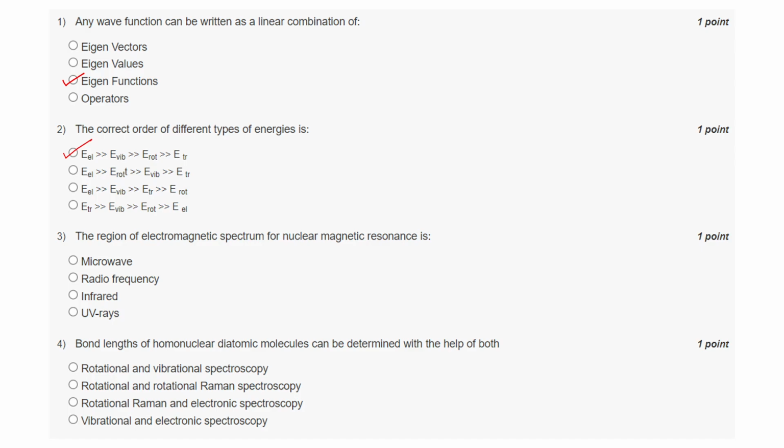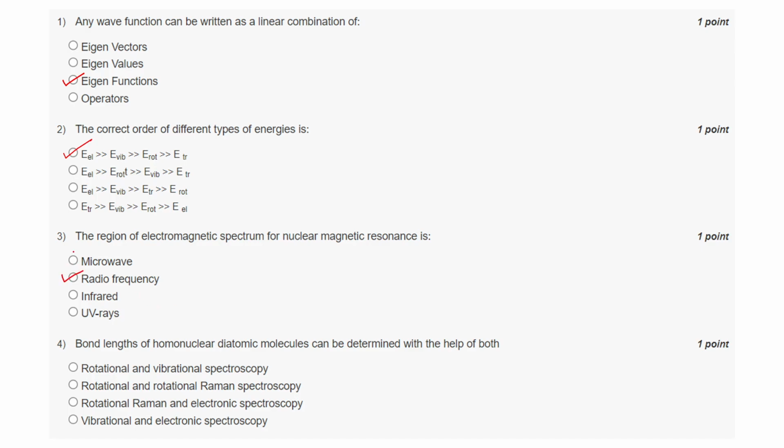Now, third question. The region of electromagnetic spectrum for nuclear magnetic resonance is. I believe whoever is dealing with this subject for the first time, it will be unknown to him or her. But actually, NMR spectroscopy, nuclear magnetic resonance, is going to be taught at the end of this course, right? So you will get to know what this is. But for now, let me give you the answer. The region of the electromagnetic spectrum for nuclear magnetic resonance is actually radio frequency.